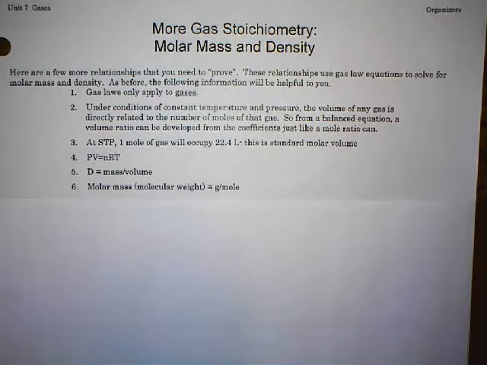And then the last 2 ideas: density, remember, is equal to mass divided by volume. And it looks a lot like moles divided by volume, so keep that in mind. That's where we're going to go with that idea. And then also, don't forget, molar mass is equal to grams per mole. So no overall equation to do with this.